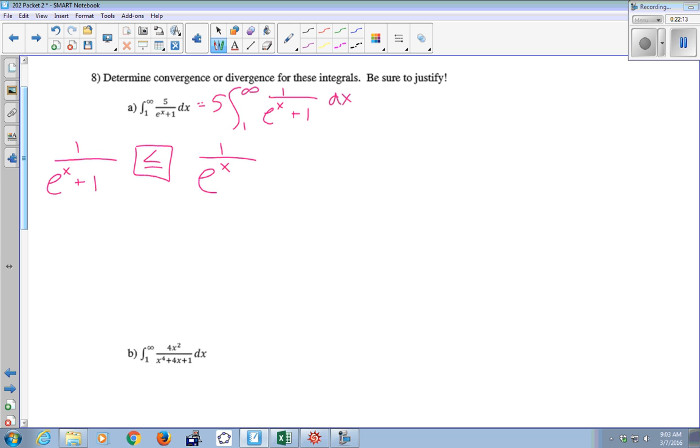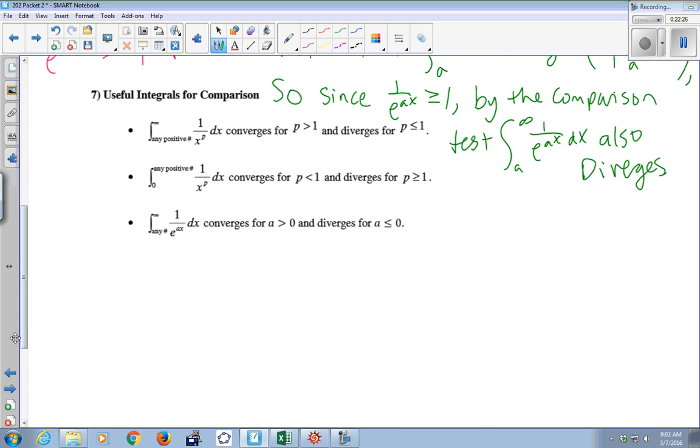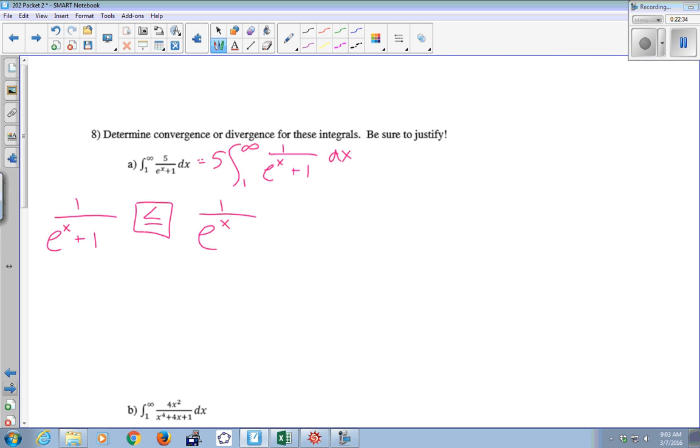All right, what is the convergence or divergence behavior of 1 over e to the x? It converges based on what we just talked about. That's 1 over e to the 1x. We look at our comparisons for our integrals for comparison. 1 over e to the ax converges as long as a is positive. Okay, so we know that one converges.